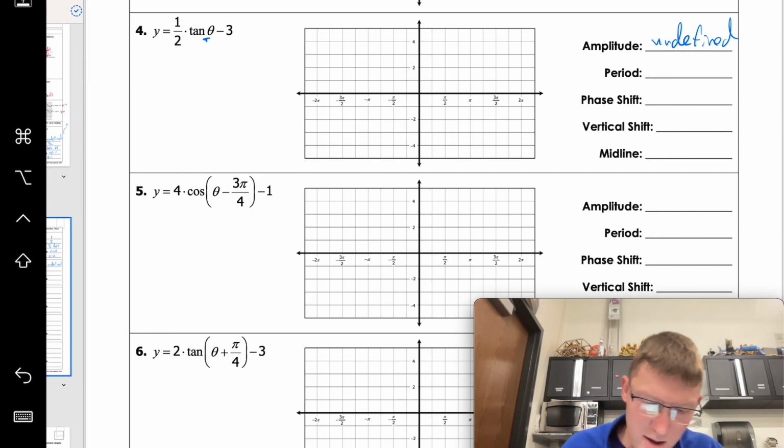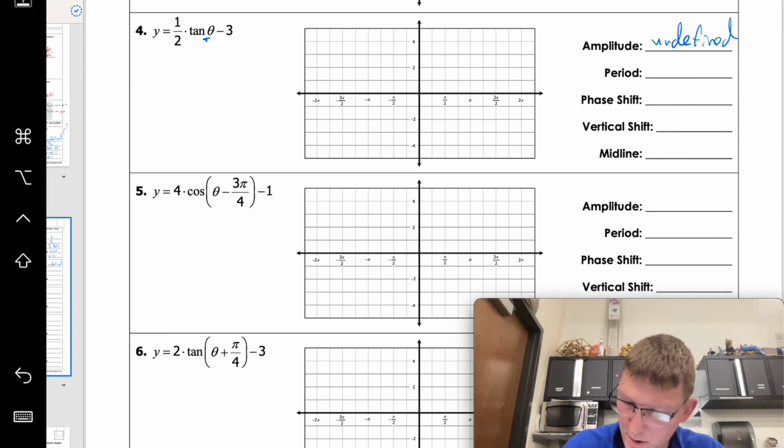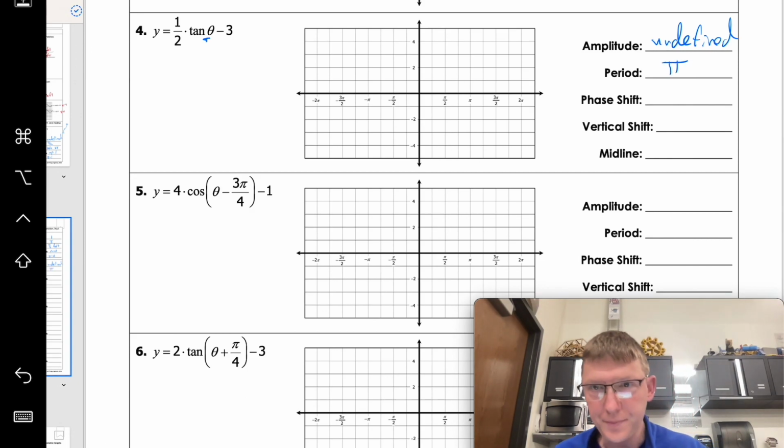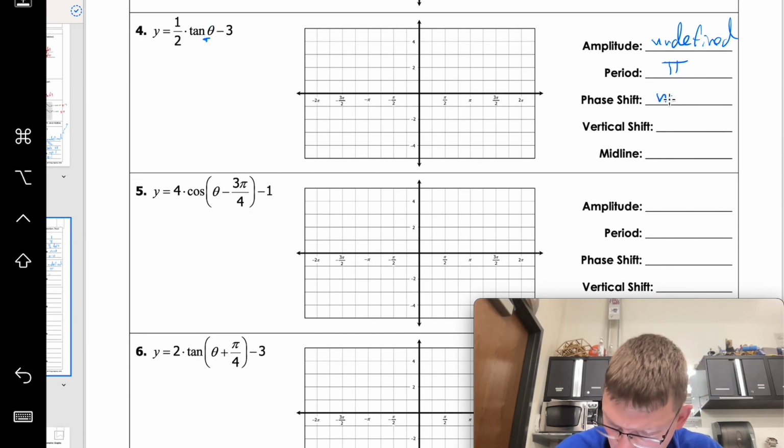Our b is 1. Since there's no number, there's an implied 1 there. So that's just going to be pi. Our phase shift is none because there's nothing inside of the tangent function there. So that's going to be none.